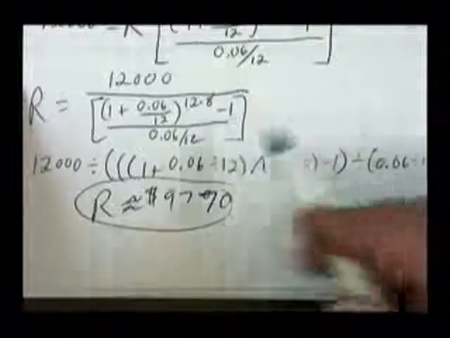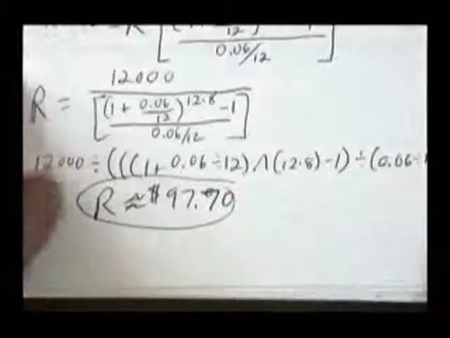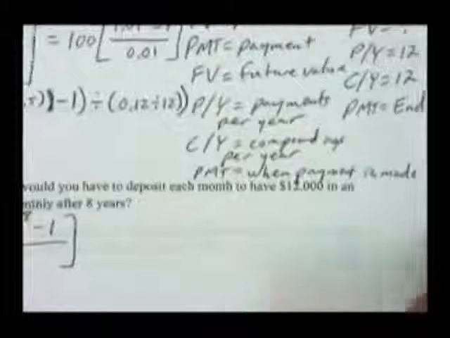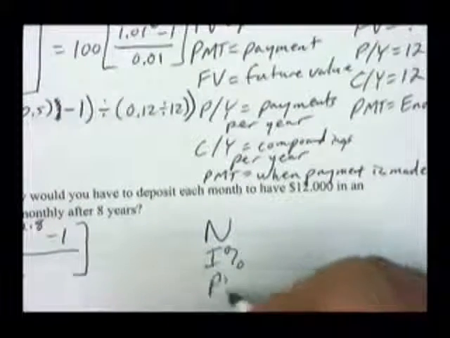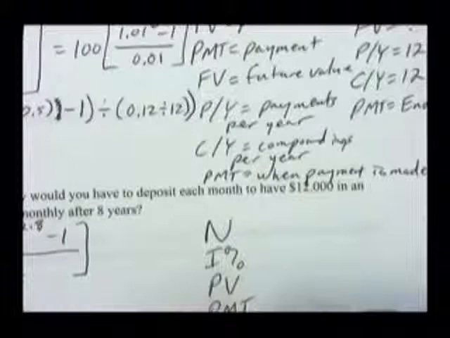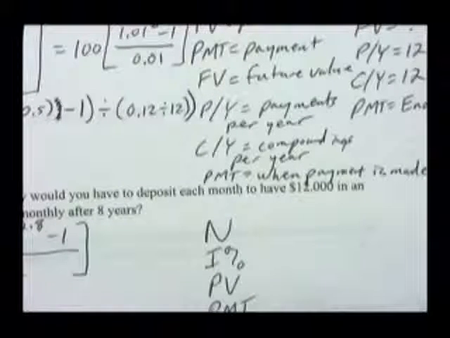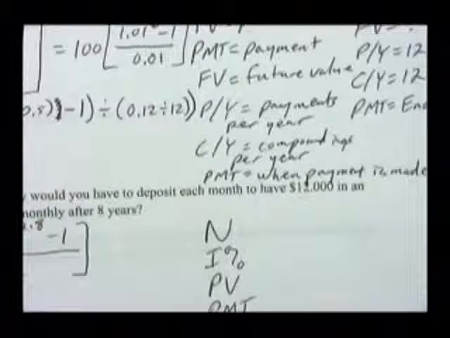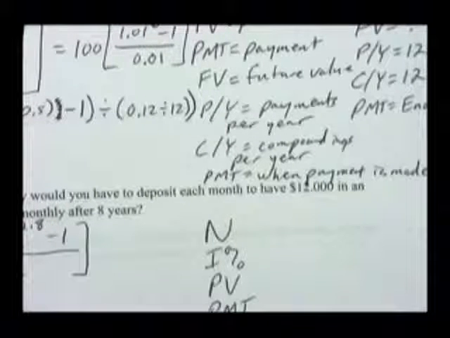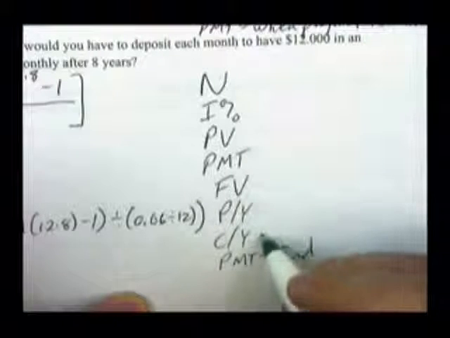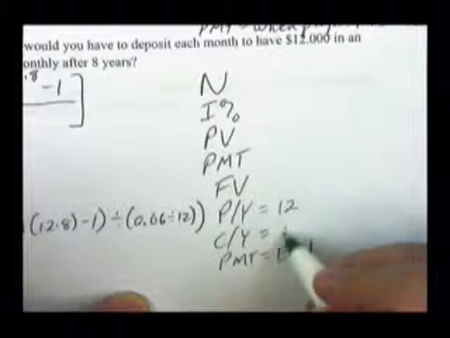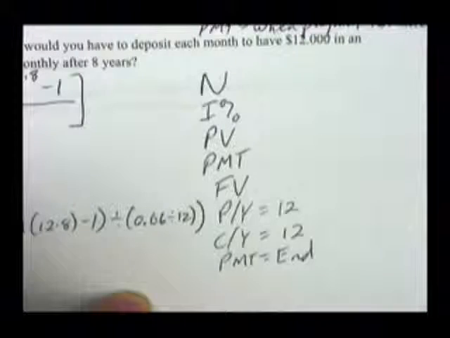Of course, as before, you could simplify this and go that direction. But let's see if we can do it using the TVM Solver. Again, what we need is N, I%, PV, PMT, FV, and then payments per year, C per year, and PMT. We know that down here the payment we always want at the end. The compounding is the payments per year. Since we're dealing with monthly, it's going to be 12.